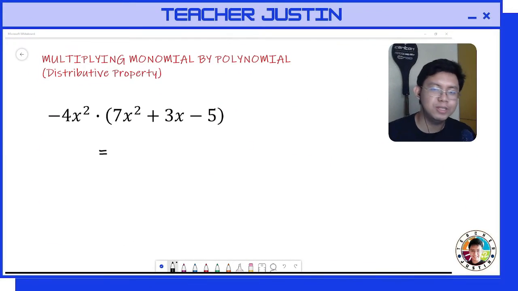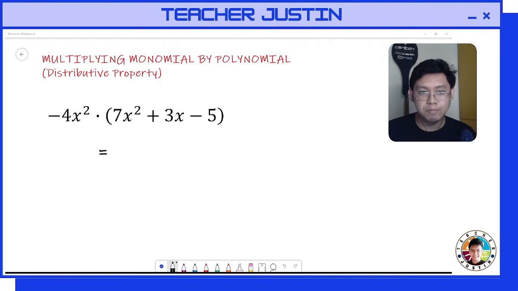So let's talk about multiplying monomial by polynomial. Again, when we are multiplying a monomial by a polynomial, we will use the distributive property, wherein we will multiply the monomial to each term of our polynomial. So let's have our example. We have negative 4x squared multiplied to 7x squared plus 3x minus 5.